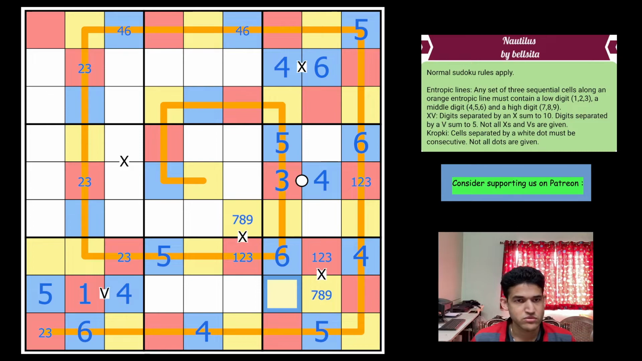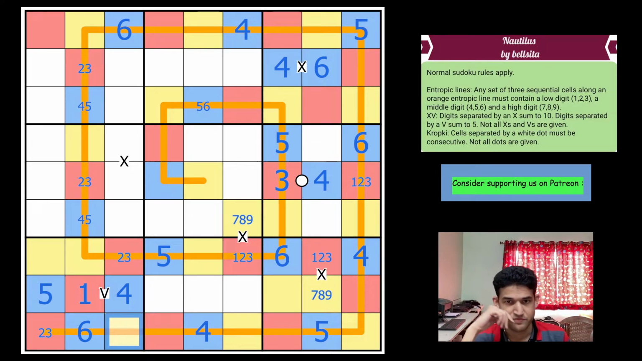So what do we do? This 4 resolves that. That's a 6 and that's a 4. So this must be 5 or 6. This must be 4 and 5. This must be 4 and 5. It's clear to me that the yellows are going to get resolved at the very last. There's nothing to differentiate them. Okay, this is not a 3, that's 1 and 2. How do I proceed ahead now?